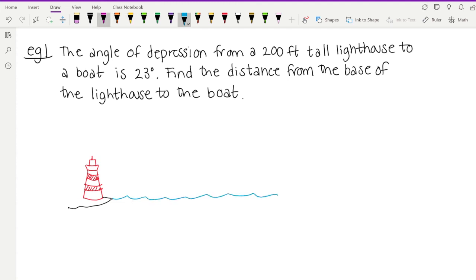And we have a boat somewhere out there in the water. What's a good boat color? Maybe I'll use this brown. Oh, that's thicker than I expected. Okay, so I've got a boat out here in the distance.